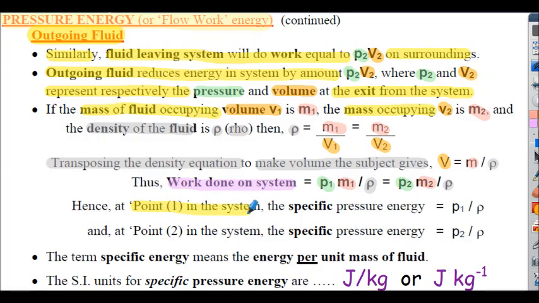Hence, at point 1 in the system, the specific pressure energy is equal to P1 divided by rho. In other words, we divided the work done on the system in this line by mass to determine the specific pressure energy here. And of course, at point 2 in the system, the specific pressure energy is P2 divided by rho. The term specific energy means the energy per unit mass of fluid. The SI unit for specific pressure energy is the joule per kilogram, or joule kilogram -1.